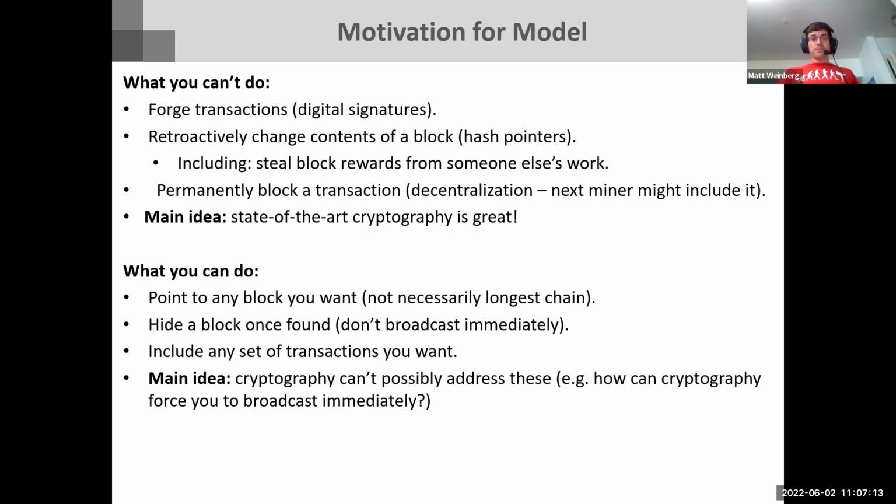And the only way to reason about this is by reasoning about the incentives that it gives the miners. These are not cryptographic problems or security problems to solve, right? There's no amount of cryptography or a clever security protocol that's going to force someone to broadcast something immediately, or that's going to force them to have heard about some block, right? The reason that you can point to any block is because maybe as far as you knew, that was the longest chain because you didn't hear about something that was broadcast later. So these are inherently incentive problems.